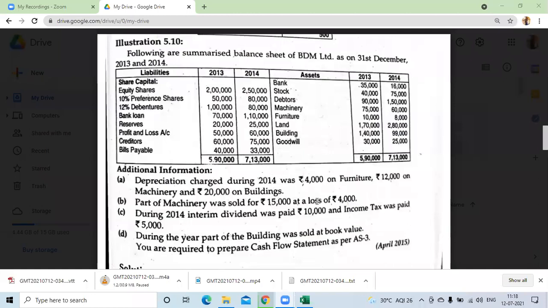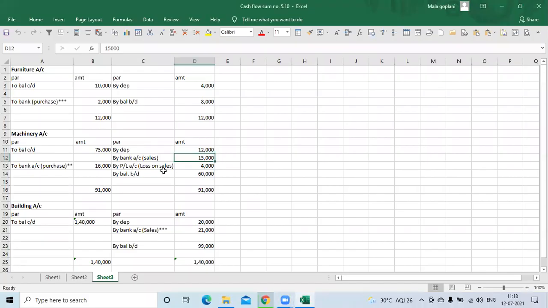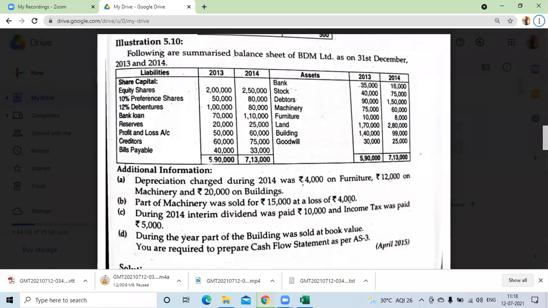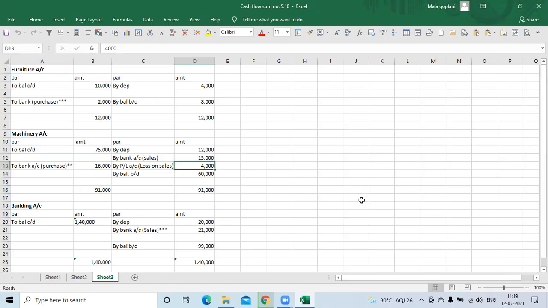What will you write? By Profit and Loss account, P&L account. Very good. In bracket, loss on sale. By P&L account, bracket loss on sale. And the amount is already given in adjustment number 2. Loss on sale is how much? 4,000. Very good. So you will write here 4,000.